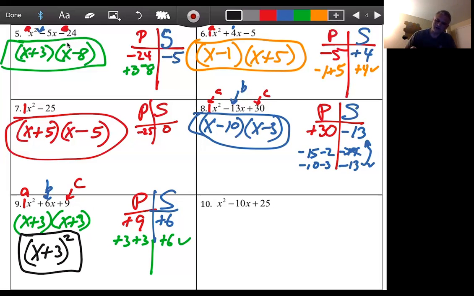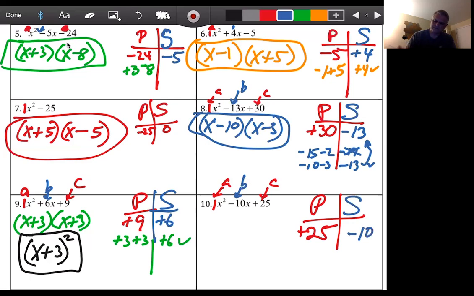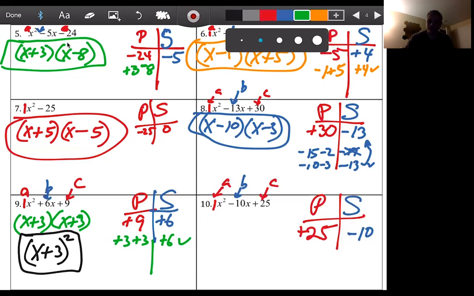Okay. And now finally, number 10, we got a 1 for my A, got a positive 25 for my C. Okay, so product must be 25, positive. The sum must be the B term, which is negative 10. Two numbers that multiply to give you positive 25, add to negative 10. Well, 25 is either 1 times 25 or 5 times 5. And you can't get a negative 10 out of 1 and 25, no matter what you do to them. Adding, subtracting, doesn't matter. So I'm guessing we're going to go 5 times 5.